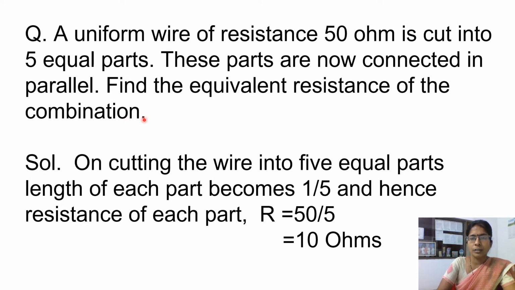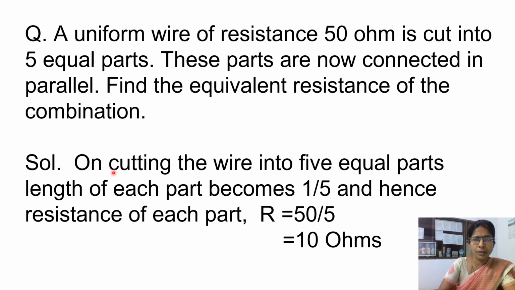So here the given data is a wire of resistance 50 ohms cut into 5 equal parts, and again these 5 parts are connected in parallel combination. When they are connected in parallel, you have to find the equivalent resistance of the combination. So this is the given data, and the required quantity is the equivalent resistance of the parallel combination. Now let's see the solution.